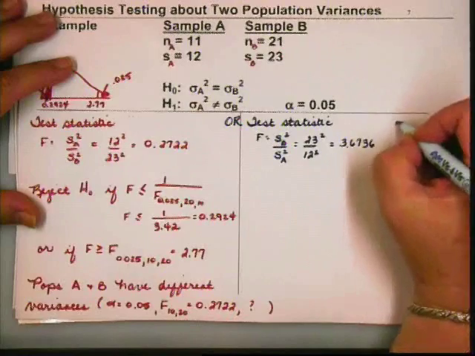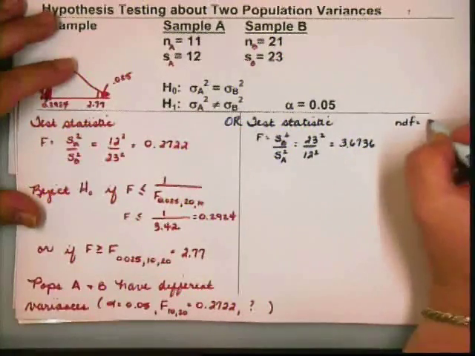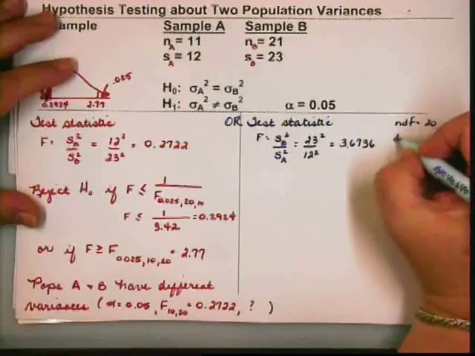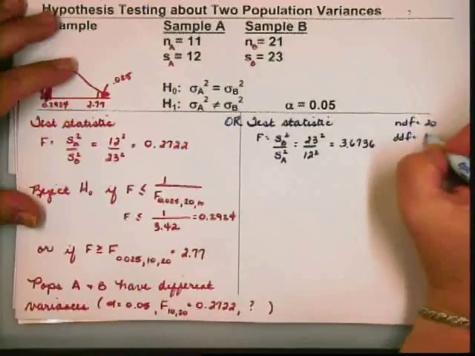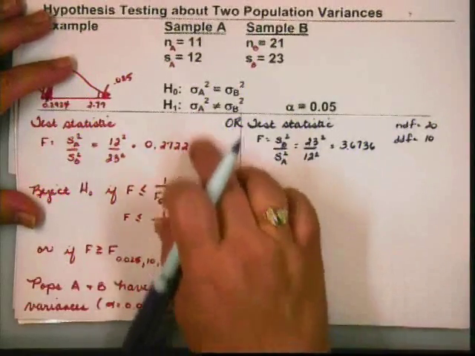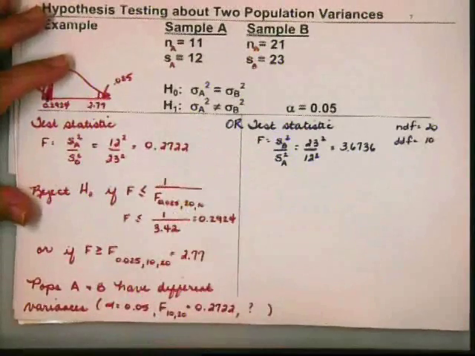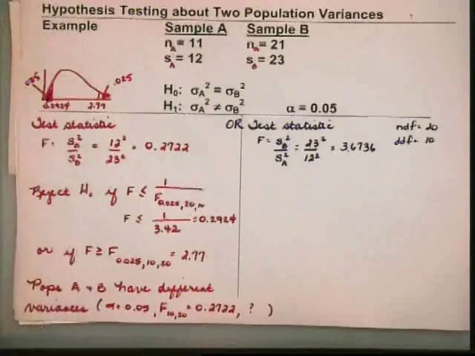We didn't do it on the other side. Maybe that's what we should do here, is write numerator degrees of freedom here is equal to 20, and denominator degrees of freedom here is 10. So we could put the same NDF and DDF over here, and they would be in the reverse order, right? 10 and 20. That may help put the rest of that together.